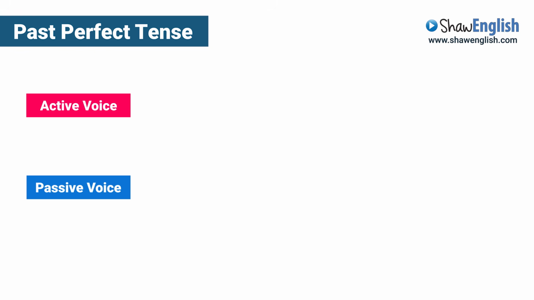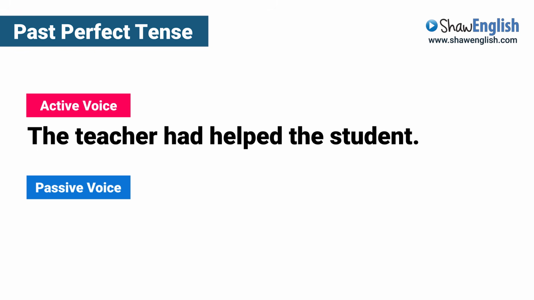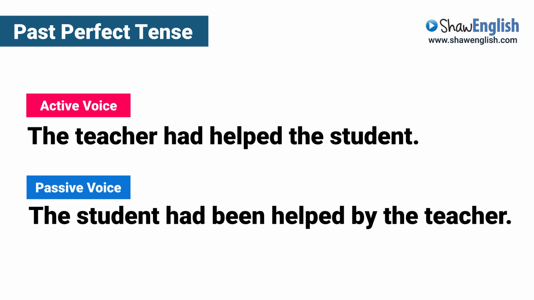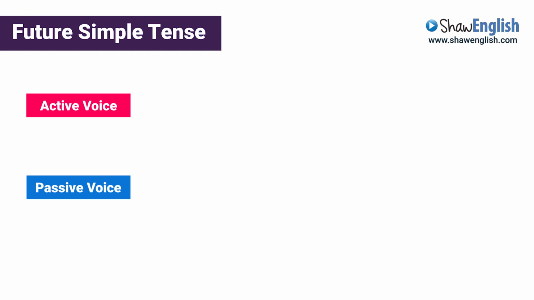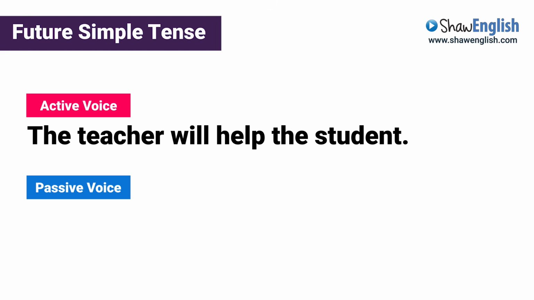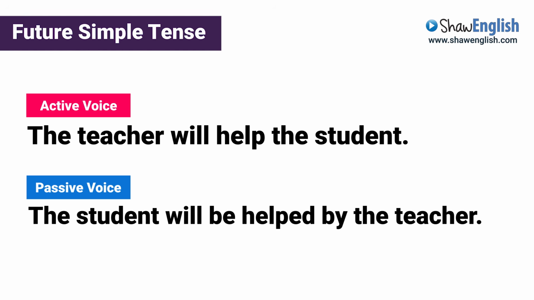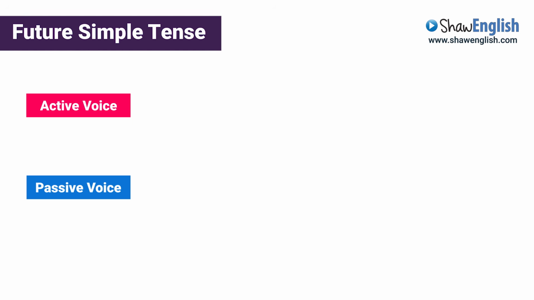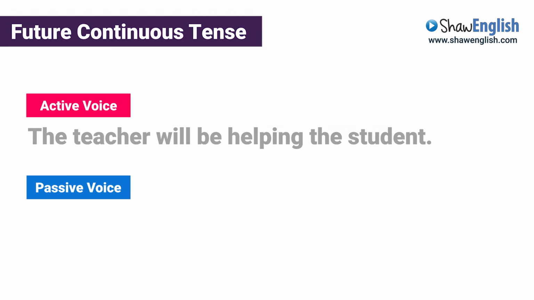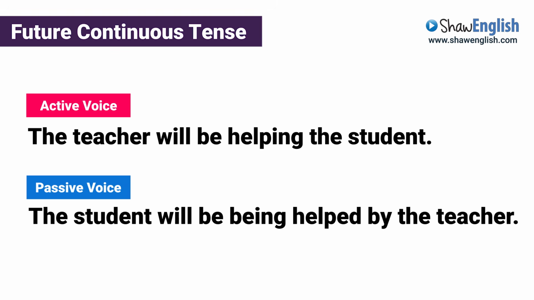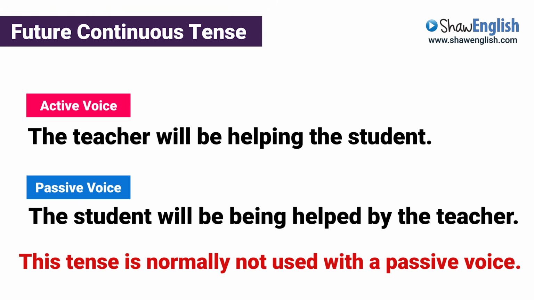Okay, so past perfect, the teacher had helped the student. The student had been helped by the teacher. Future simple, the teacher will help the student. The student will be helped by the teacher. Future continuous, the teacher will be helping the student. The student will be being helped by the teacher. And everyone, just remember that this tense is normally not used with the passive voice.